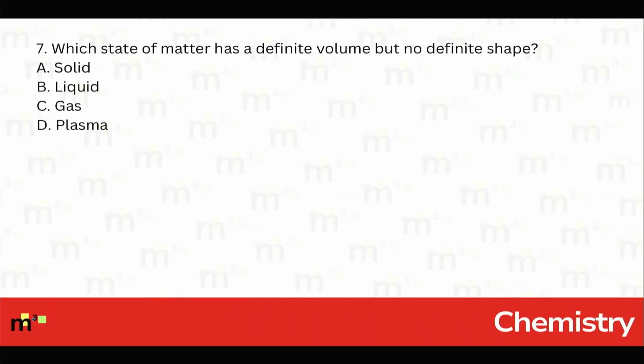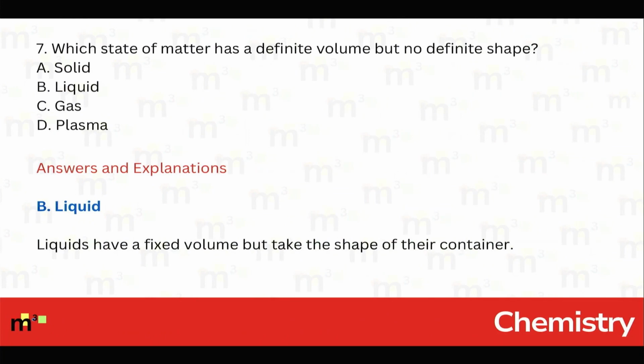Next, number 7. Which state of matter has a definite volume but no definite shape? A. Solid, B. Liquid, C. Gas, or D. Plasma? The answer here is B. Liquid. Liquids have a definite volume but take the shape of their container due to moderate intermolecular forces which allow particles to move freely within a defined space.